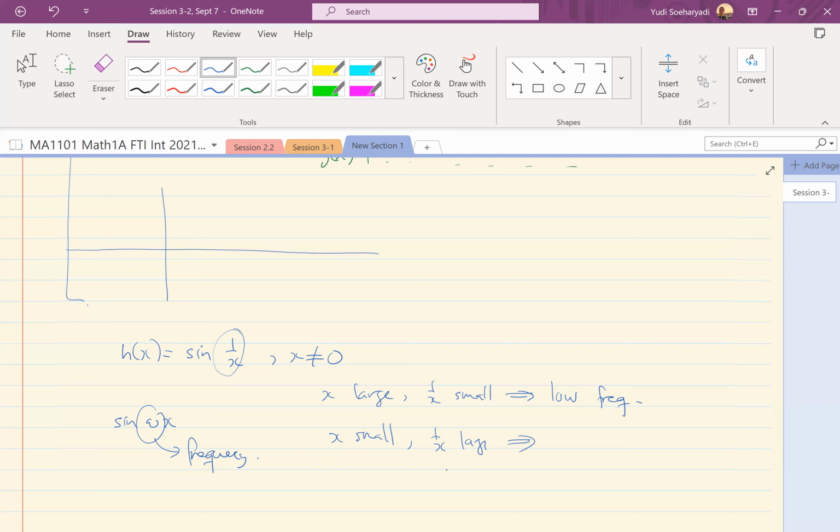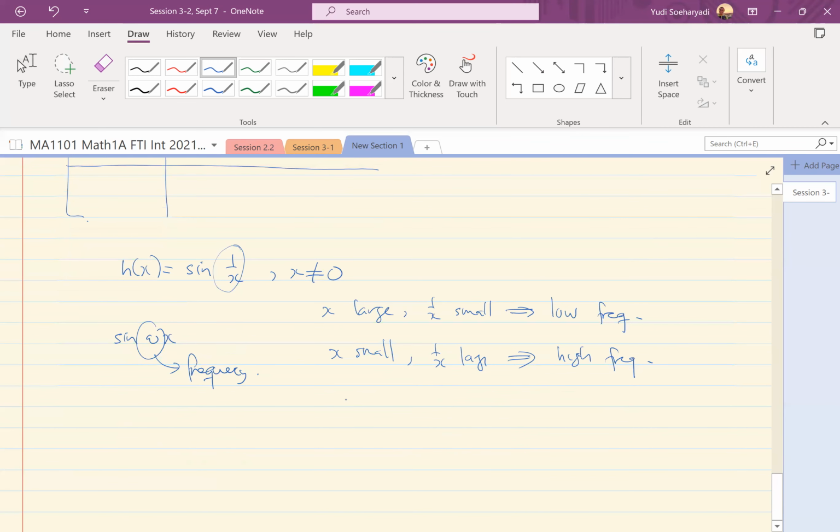Hello. High. Well, frequency? Higher frequency. High frequency. And you see that as x moves closer to 0, say this is frequency, say 1,000, but here 1 over x is getting smaller and smaller. So what we can say is that as x gets closer and closer to 0, the frequency gets higher.